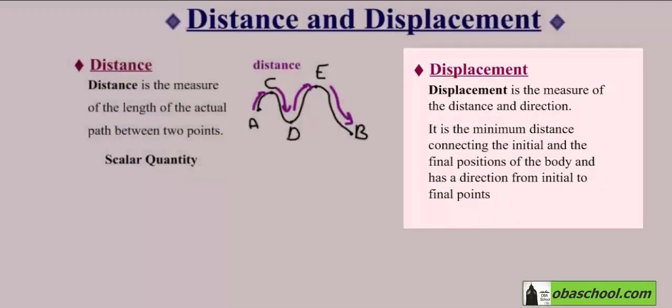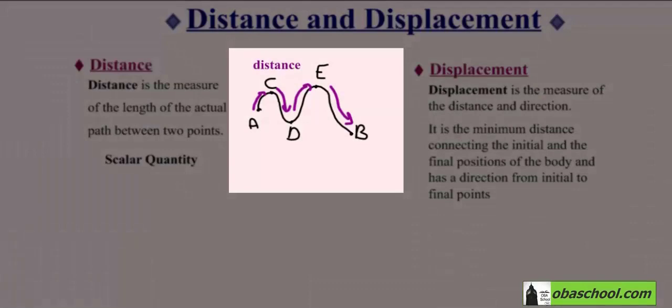We will go back to the previous example and see the displacement. It is measuring the distance between points A and B, which is represented by the green line, the minimum distance between the initial and the final point, and has a direction from A to B.